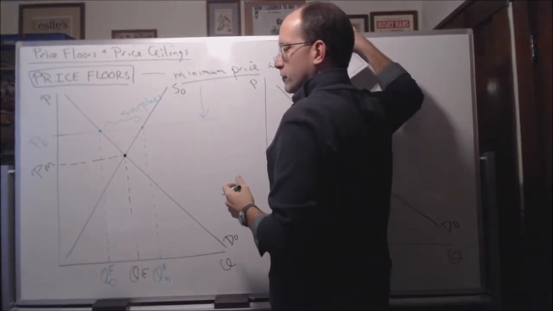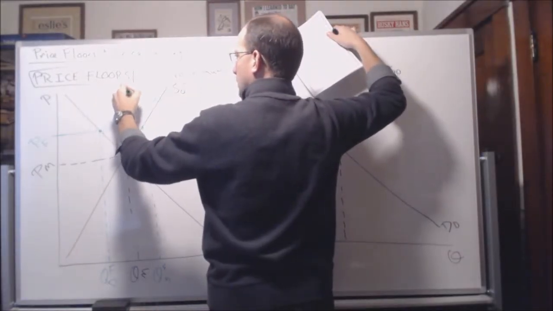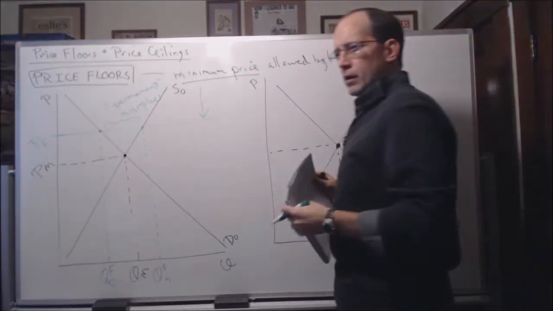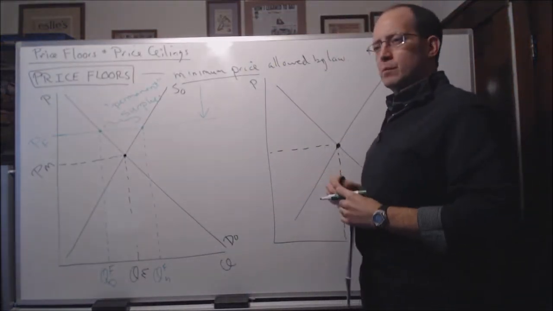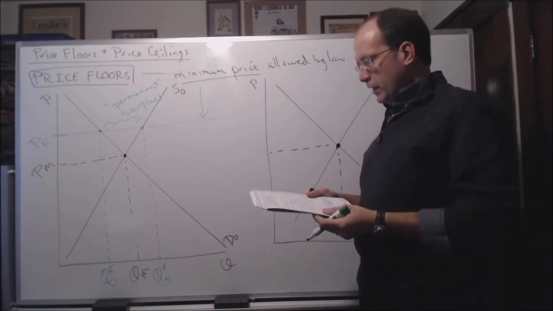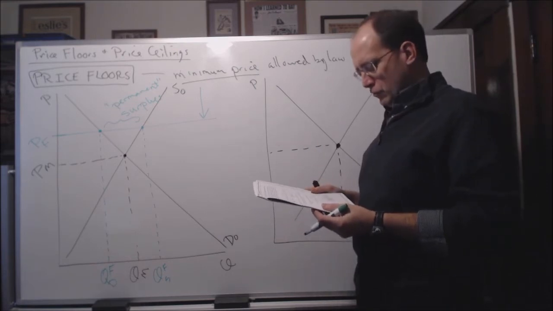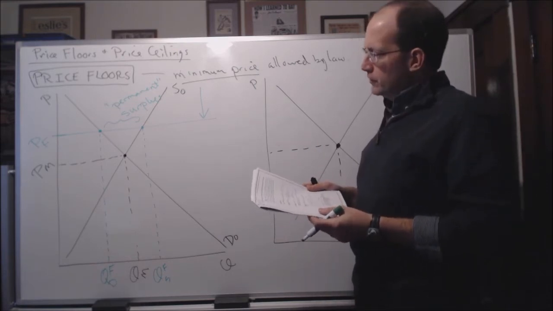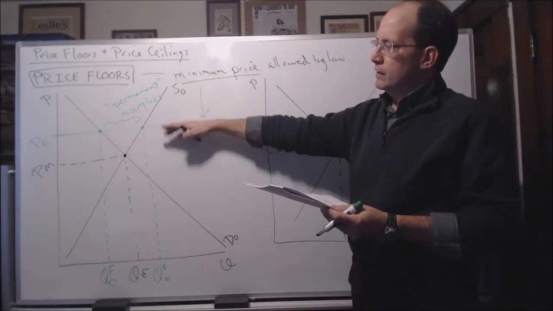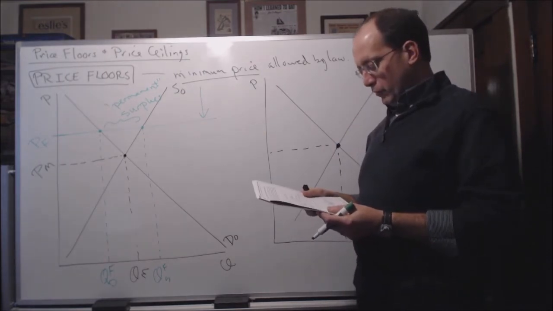Now, the surplus in a free market would get competed away, but it can't here because the law says you can't have a price below P floor. So this surplus is made permanent by the law. And so if you're filling in the blanks underneath that graph, once you've got the graph drawn, when you set a price floor above the market equilibrium price, that's going to lead to a surplus. And that's the first blank, lead to a surplus.